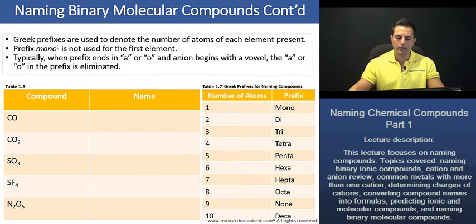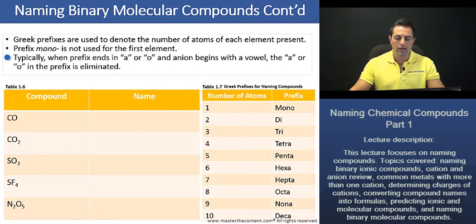As we had just stated on the previous slide, Greek prefixes are used to denote the number of atoms of each element present. And the Greek prefixes can be seen in table 1.7 here, right? It's just going to be mono, di, tri, tetra, penta, hexa, hepta, and so on. Furthermore, the prefix mono is not used for the first element.